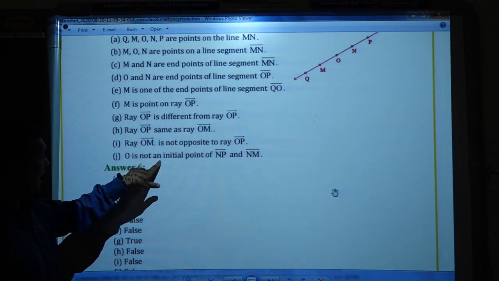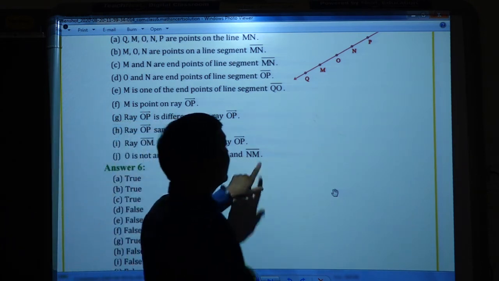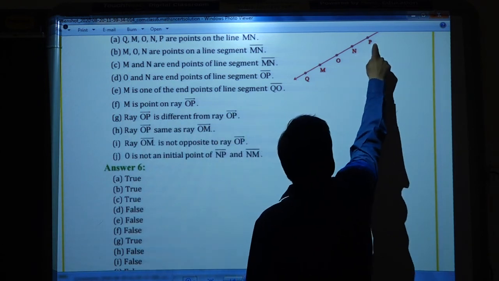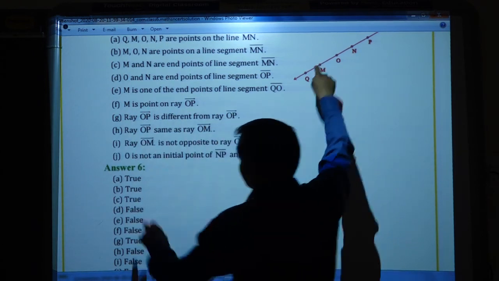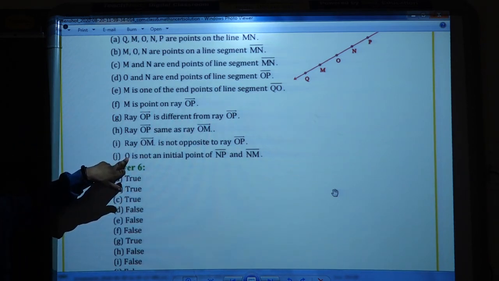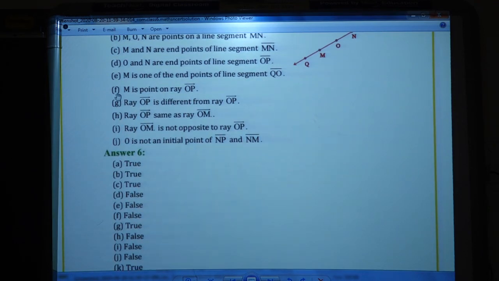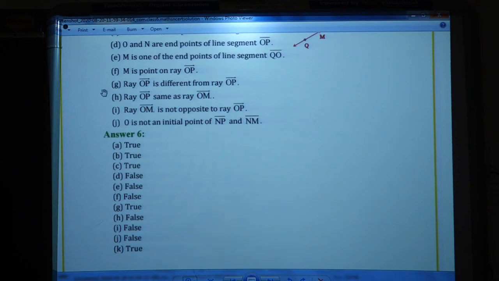Now the last one. O is not an initial point of NP and NM. NP and NM, which is not initial point O. So it is false. The K question did not come there.